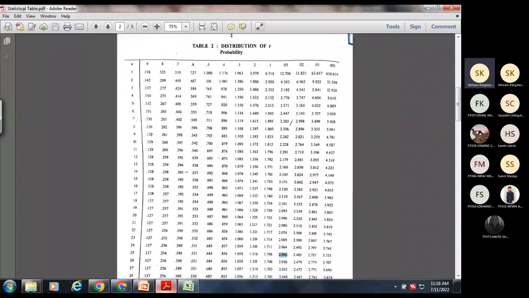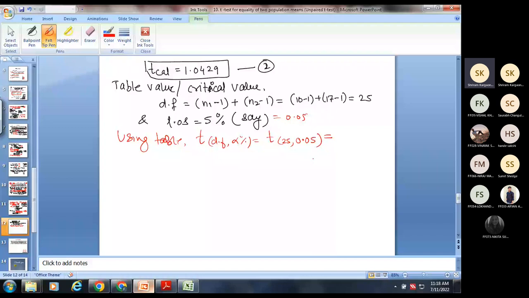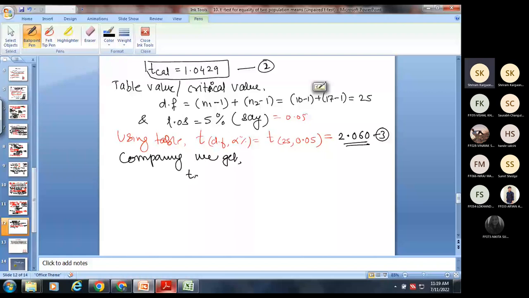Let's check one more time. The value is 2.060. This is the table value. So you compare the calculated value and the table value. We observe that the calculated value is less than the critical value, the table value. So our decision is to accept H naught.